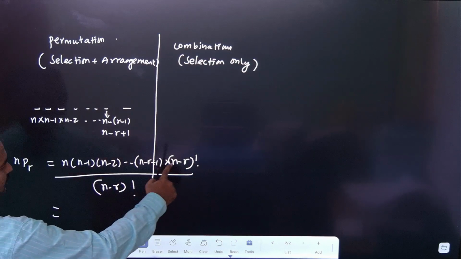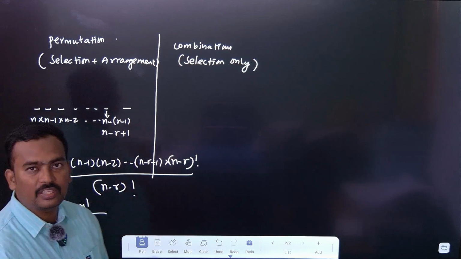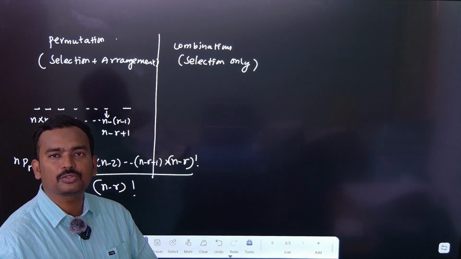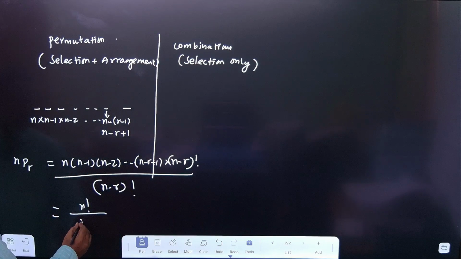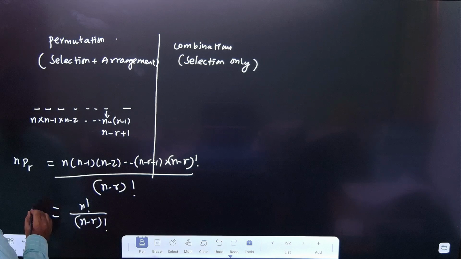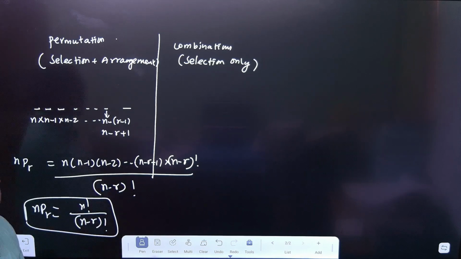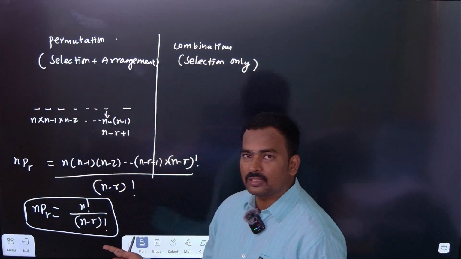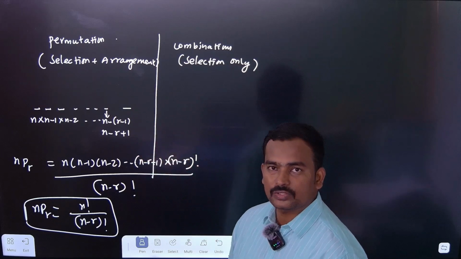So you know that this would be equal to n factorial. You know, the n factorial definition is what? N factorial means n into n minus 1 into n minus 2 up to 1, right? So that would be n factorial in the numerator, denominator n minus r factorial. This is the formula for nPr. Clear? N factorial divided by n minus r factorial, that would be the formula for permutations.